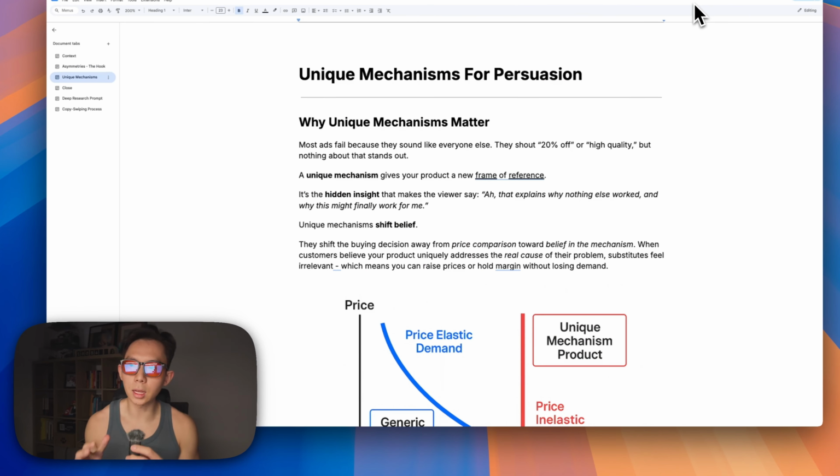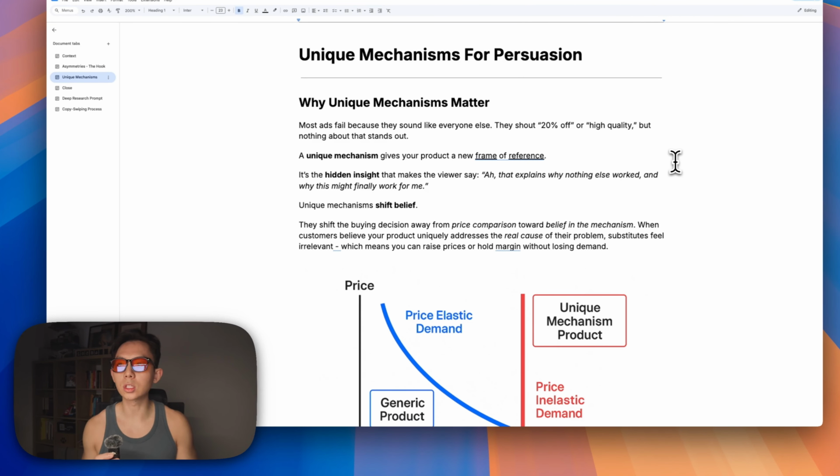The next section is talking about the unique mechanisms, and you want to nail this down because a huge chunk of persuasion and belief building happens here. Here is why unique mechanisms matter. Most ads fail because they sound like everyone else. A unique mechanism gives your product a new frame of reference.